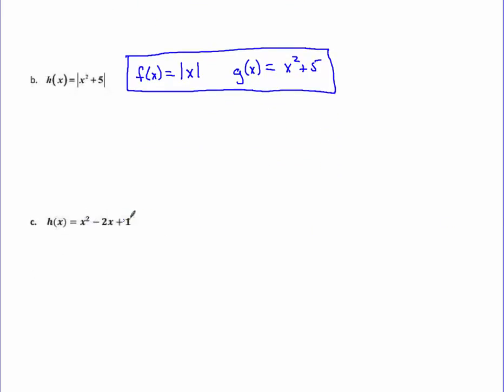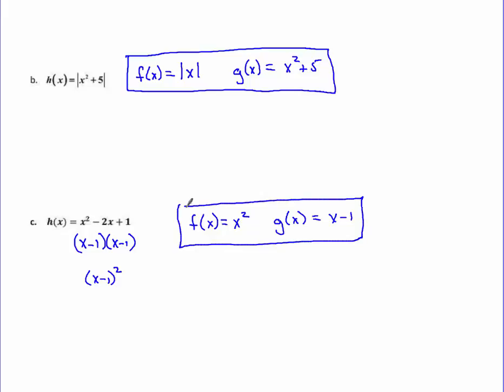So now we have x squared minus 2x plus 1. Well, this will take a little more thinking. We can factor this into x minus 1 times x minus 1, which is x minus 1 squared. Well, if we think about our parent function f of x equals x squared, if we just had another function g of x that equaled x minus 1, when we had to do f of g of x, we would put x minus 1 in where x is, and we'd have x minus 1 squared. So that is our decomposed functions.